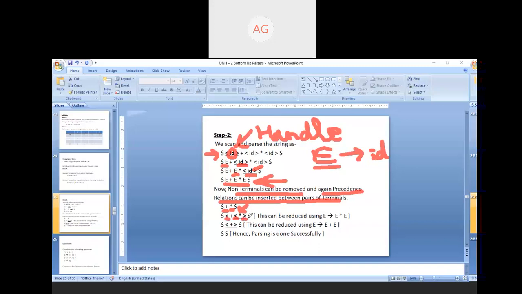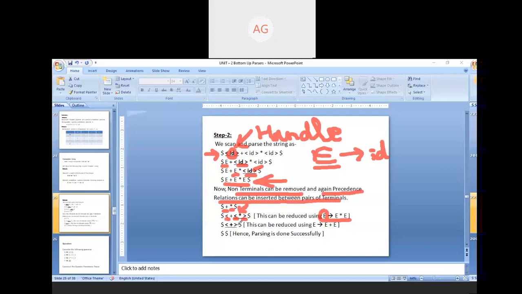So this into is considered as the handle here, and now we need to replace this handle with the production which produces it. According to our grammar we have the production E produces E into E. So basically this into comes from the E non-terminal. So we need to replace this into with E, and now we are left with plus.